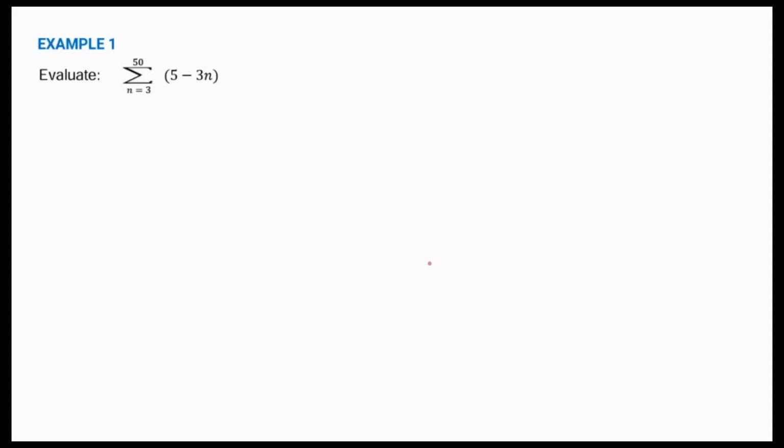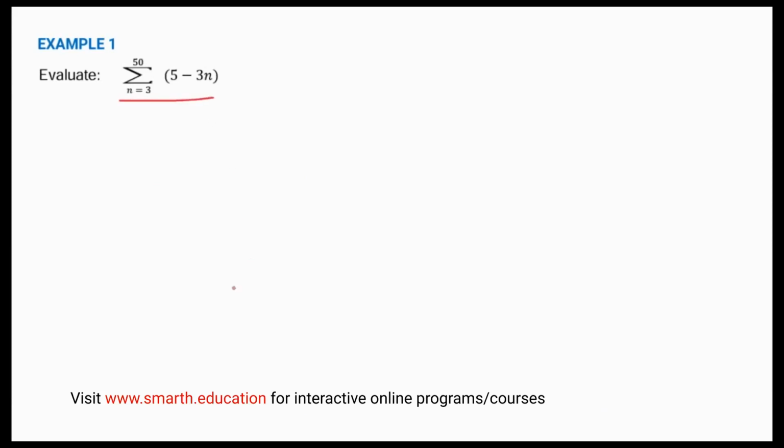Let's do some calculations using the arithmetic series formula. Now we're supposed to evaluate this series. What is the meaning of this? It means we have to find the sum of 5 minus 3n from n is equal to 3 up to n is equal to 50.